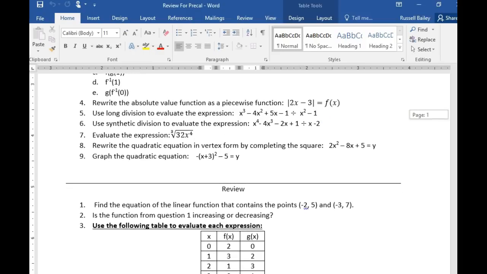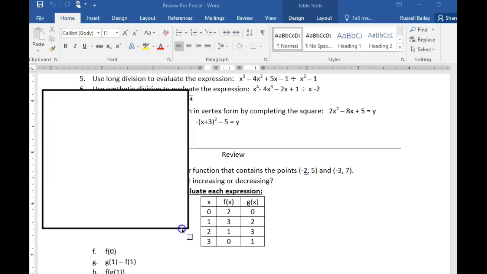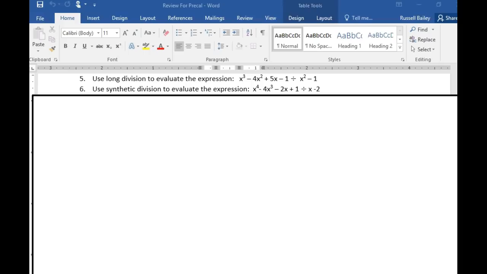Let's continue here. Long division, that's another fun one. Okay, so long division. We're going to divide this polynomial by this one.